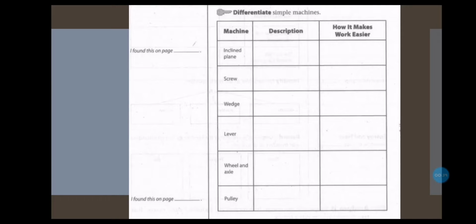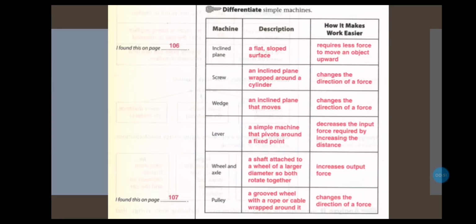Number 2, differentiate simple machines. We have many machines. We have to write their description and how it makes work easier. And the answers are found on pages 106 and 107. So the inclined plane, its description is a flat sloped surface, and it makes work easier because it requires less force to move an object upward. So these are the description and how it makes work easier for the inclined plane.